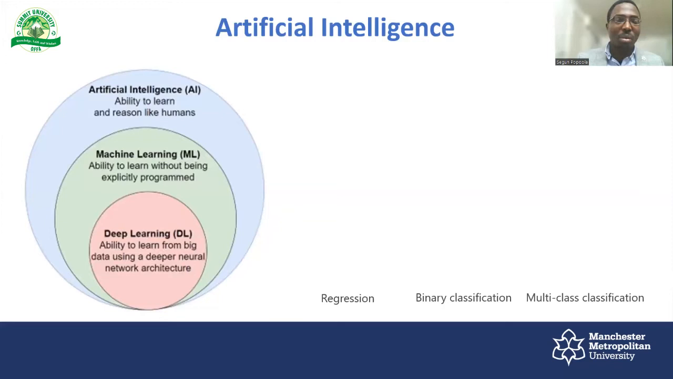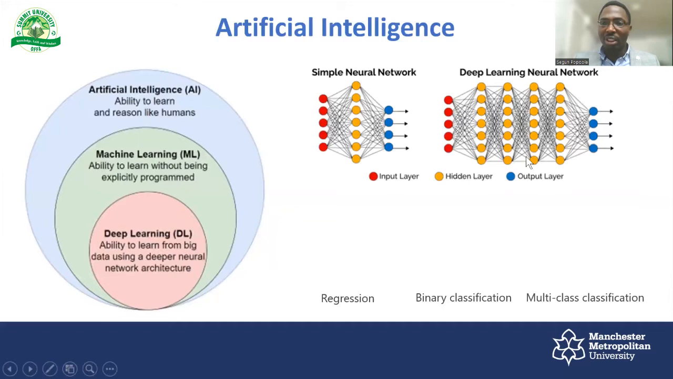Another subset of artificial intelligence is deep learning, and this is the ability to learn from big data using a deeper neural network. What do I mean? If you look at this diagram on the right, on my own right-hand side, you see a simple neural network, and you also see a deep neural network. A neural network generally has three different components. First, you have the input layer, you have the hidden layer, and you have the output layer. All those nodes represent the neurons, because artificial neural networks were designed to mimic the human brain, how neurons in the human brain are connected to perform great tasks that human beings have the capacity to do.